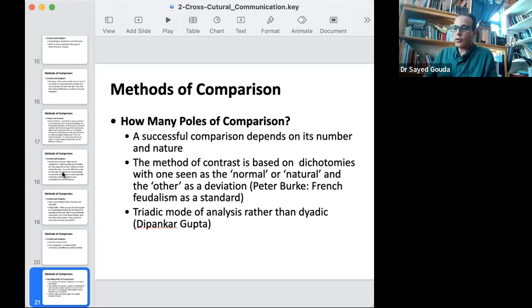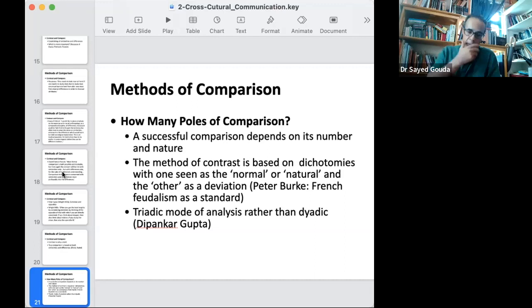And the method of contrast is based on dichotomies, with one seen as the normal, which is, let's say, your culture. Your culture, you will consider it the normal, the natural. And the other as deviation, as the other, or something different from your culture. And it's better to choose a triadic mode, meaning more than two, meaning three objects to make a comparison.